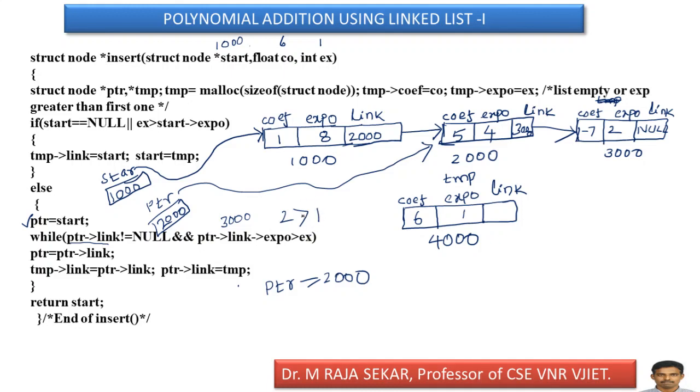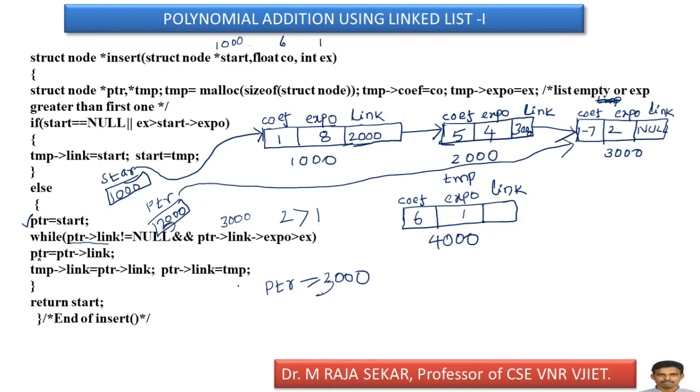It's true. It's true means what? PTR equal to PTR arrow link. PTR equal to PTR arrow link means PTR is 2000. 2000 link will be updated with 3000. Therefore, PTR is updated with 3000. Therefore, PTR will point. Where will it point? It will point to a node whose address is 3000. Isn't it? That's what it says.